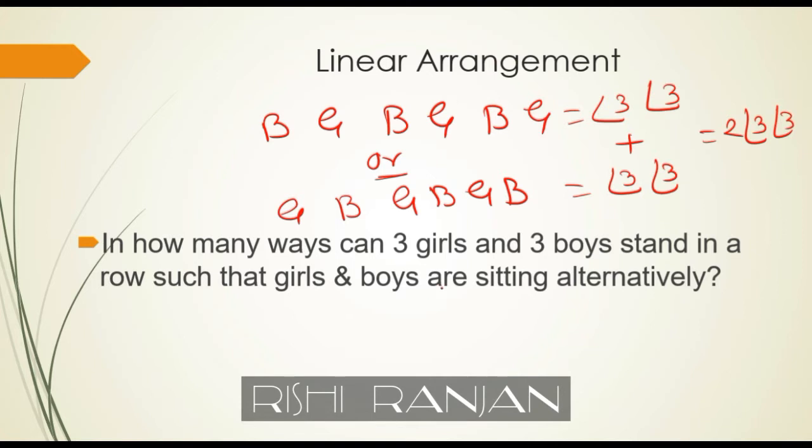So the point here is whenever the number of boys and girls are equal, you can simply write 2 into factorial n into factorial n. Straight away you can write the answer.